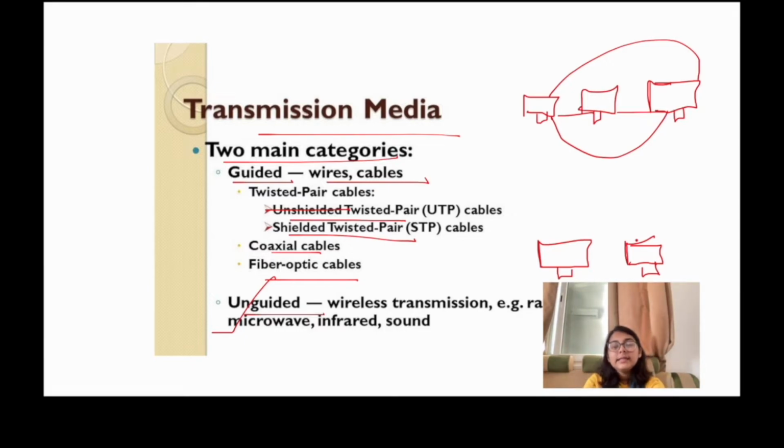The internet is a best example of wireless communication, students. Other examples are radio, microwave, infrared and sound. While using Bluetooth, we know that we are not using any kind of wires, but we can transfer data between the computers. So there are two categories of transmission media, that is guided and unguided.